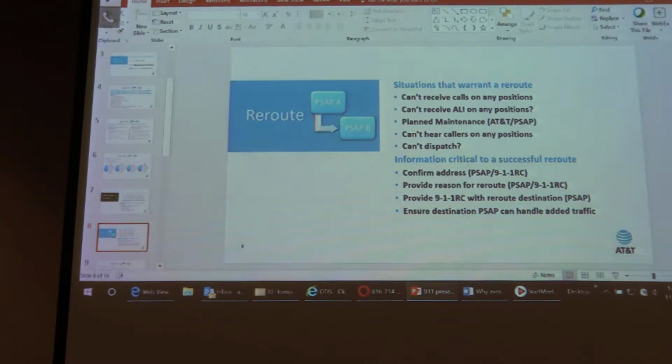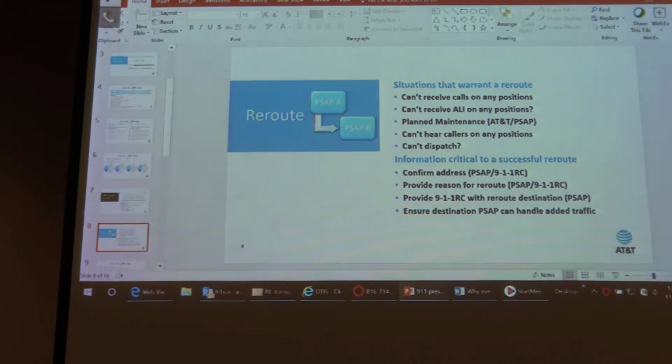But what warrants a reroute is you can't receive any calls on any position. You can't receive ALI on any position. There will be times when you will have planned maintenance or emergency maintenance. You will probably hear from me or Lori on that. And it's all planned out, so it's not like it's just going to be happening. It's going to be thought out and presented.